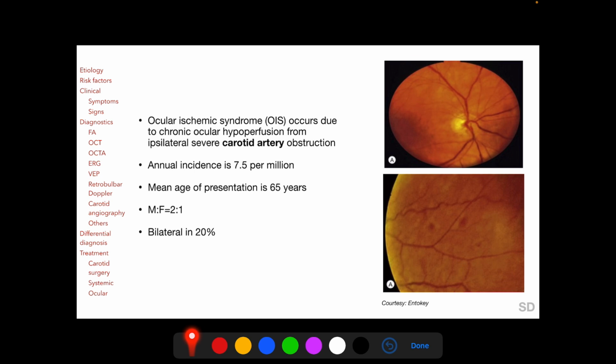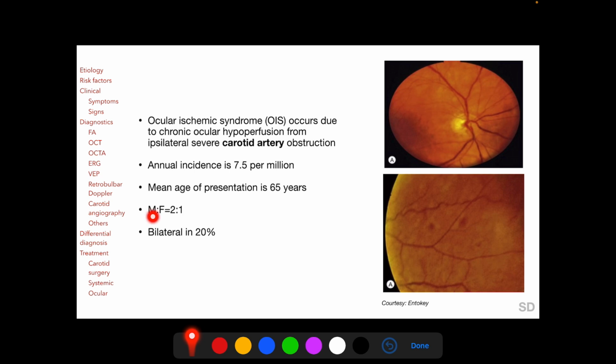Also, in retinal arterial occlusion, only the retinal circulation is affected, but in OIS, both the retinal and the choroidal circulations are affected. On the other hand, clinical examination of an eye with OIS shows retinal hemorrhages, and so OIS needs to be clinically distinguished from other conditions which commonly cause retinal hemorrhages, such as central retinal vein occlusion and diabetic retinopathy. OIS is a rare entity with an annual incidence of 7.5 cases per million individuals, with a mean age of presentation of 65 years.